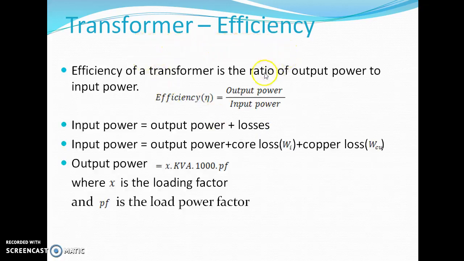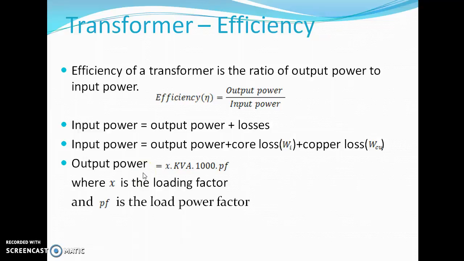The efficiency of a transformer is defined as the ratio of output power to the input power. So efficiency is equal to output power divided by input power. We can write input power as output power plus losses, that is output power plus core loss Wi plus copper loss Wc.